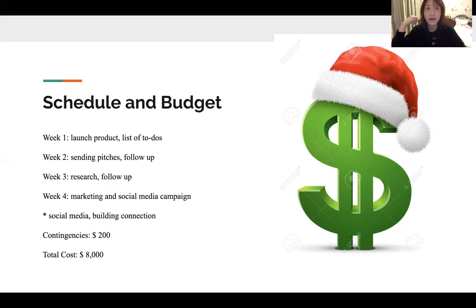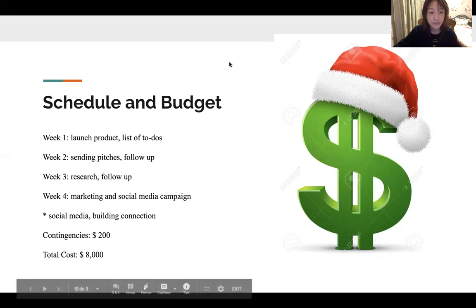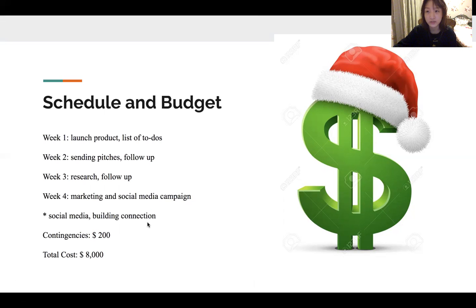Week 3, we will have a midpoint check to see if everything is on track and to see what is working and what is not, and adjust as we go along. And week 4 is more about marketing and the social media campaign. The holiday is in week 4, so we will be sending a lot of emails and thank you emails to our donors to get their attention on this campaign. And at the same time, we will always be working on social media and building connection with our donors and volunteers.